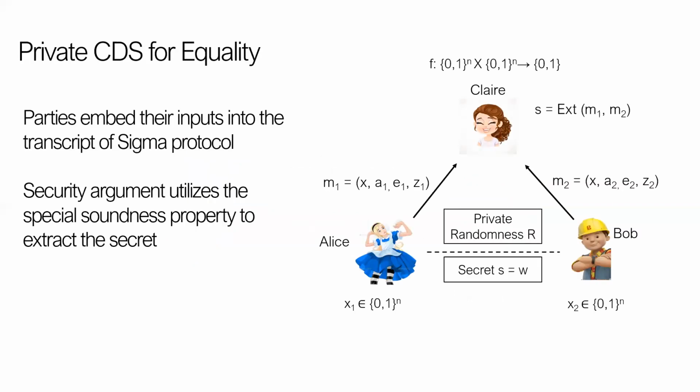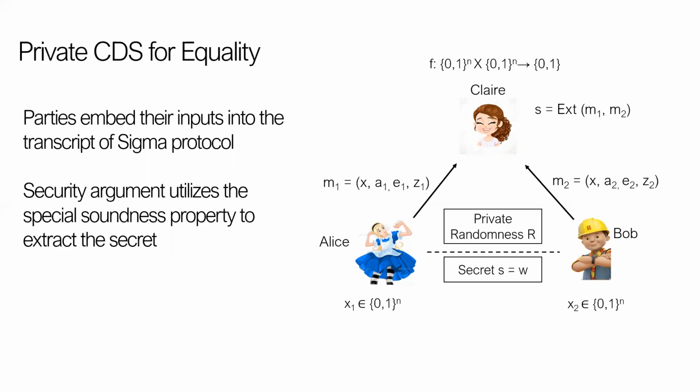So our second CDS construction for the equality predicate uses sigma protocols as a platform to compare between two strings in a private manner. Namely, we leverage the PRF evaluations of the parties' inputs as the randomness sources to compute the prover's first message of the sigma protocol and fix the secret as the witness for the corresponding relation. Moreover, the verifier's challenge will be different in the two transcripts. Then only if equality holds, which implies that the first message is identical, it is ensured that Claire can extract the secret due to the special soundness property of the protocol.